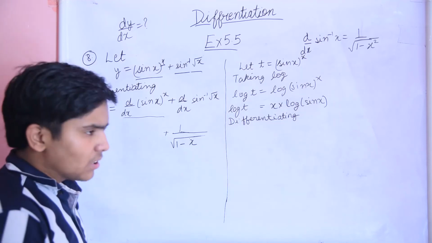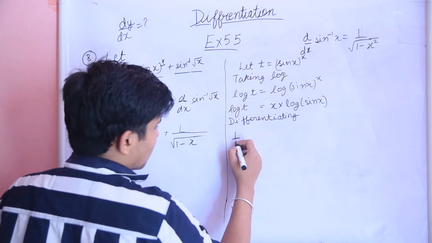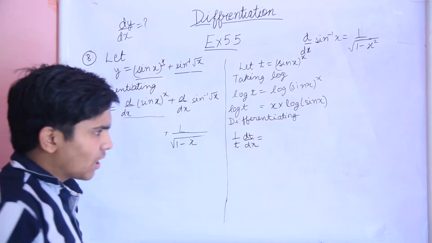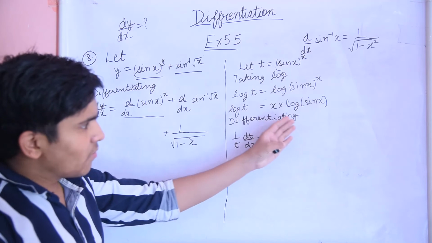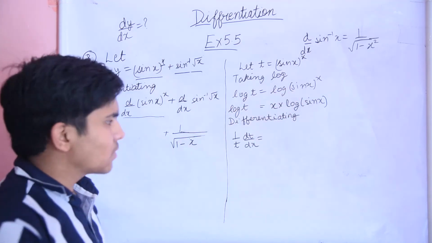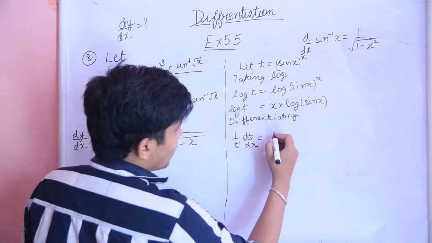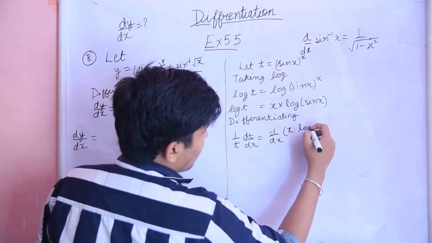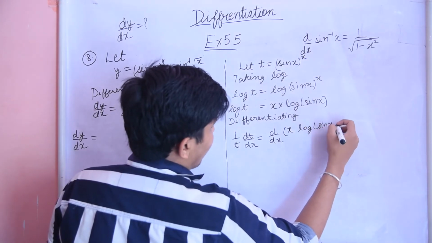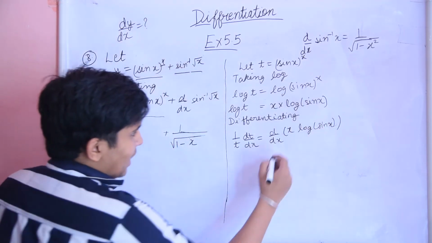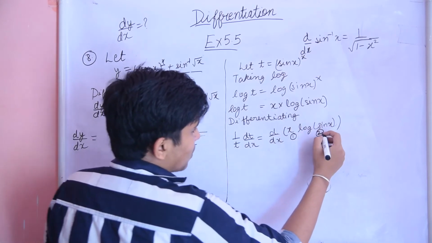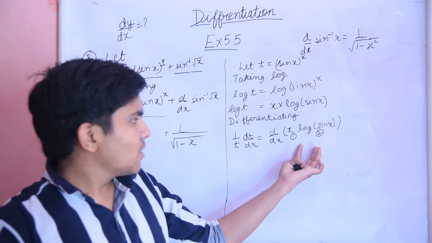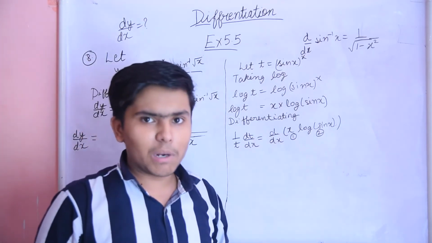After differentiation of log x is 1 upon x, so differentiation of log t is 1 upon t dt by dx. We will differentiate this function with respect to x, so we have 1 upon t dt by dx equals d by dx of x log sin x, letting x as the first function and log sin x as the second function. We will be using the product rule here, as there is a multiplication of functions.